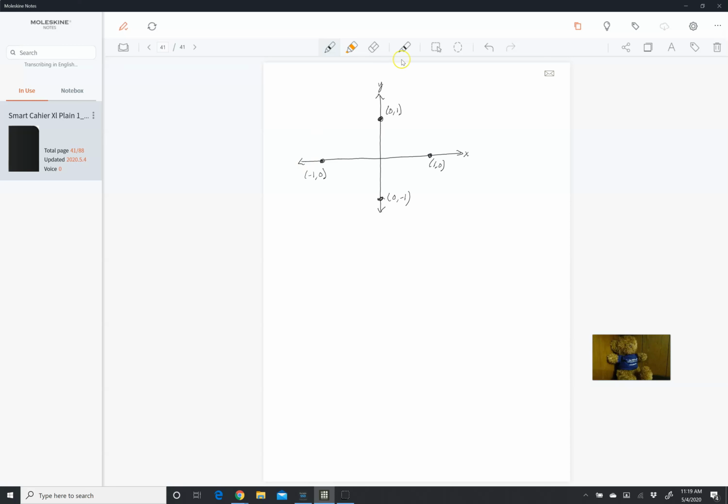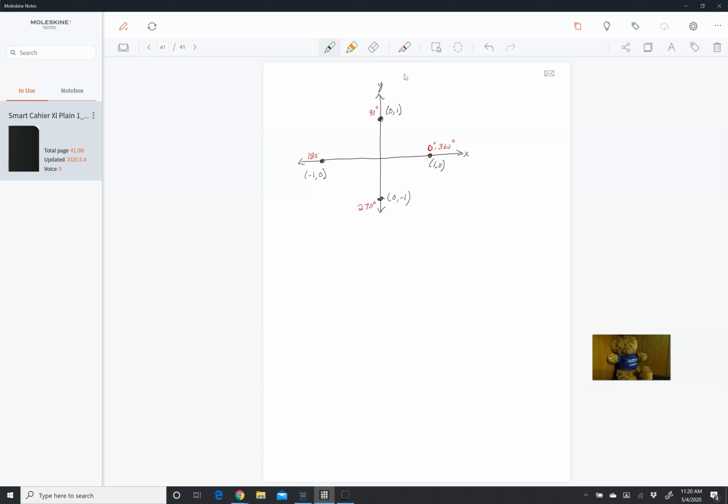We also know what angles these are. We know the angles in degrees. This is 0 degrees and 360 degrees. This is 90 degrees. This is 180 degrees. And this is 270 degrees. Now, why is this helpful?